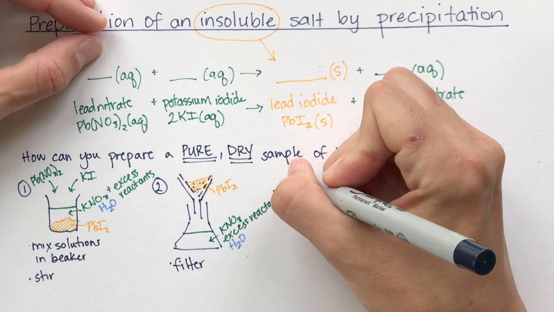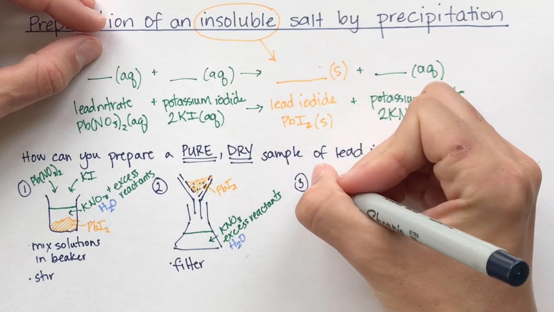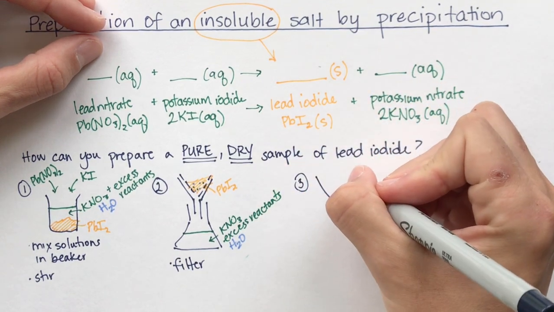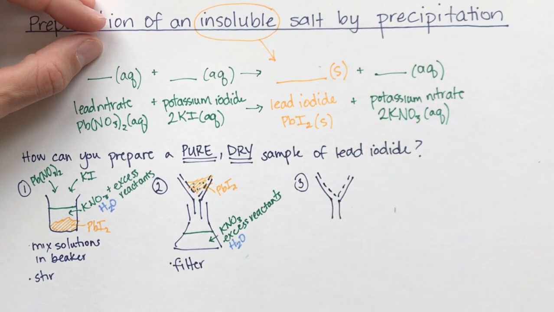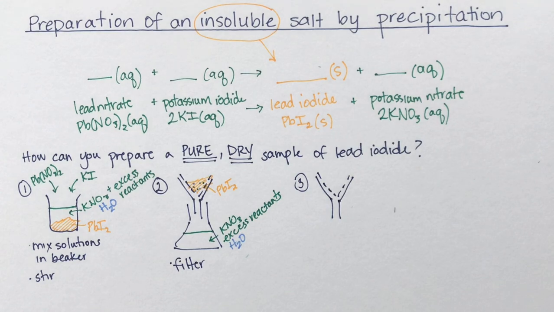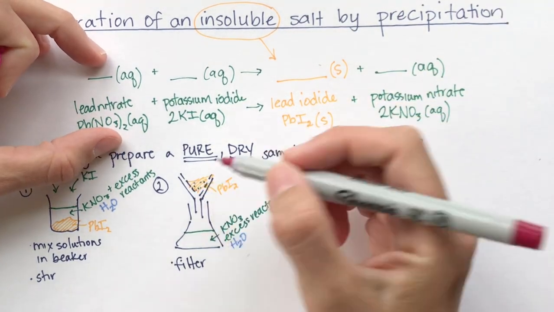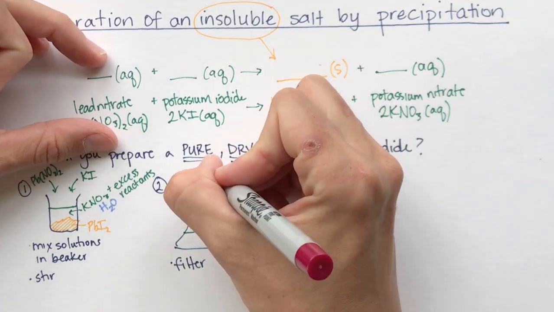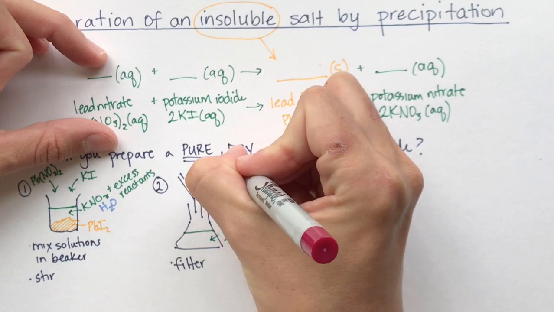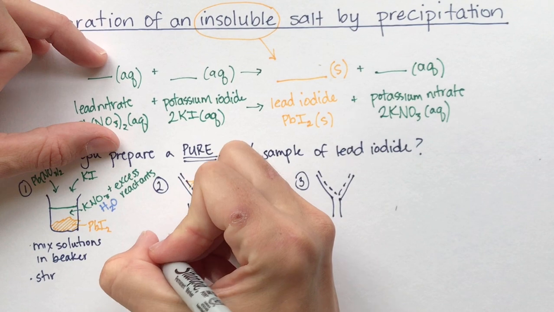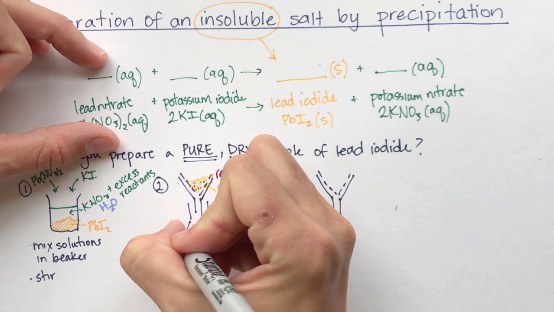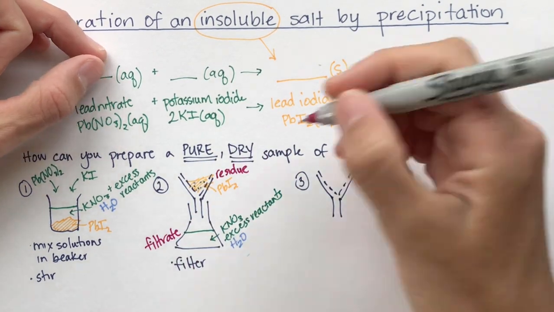All right, so step 3 is to wash the residue, which brings me to a key word you should definitely be aware of back from the first topic of the year. When you do filtering, the solid in the funnel is called the residue, and the liquid that is filtered out is called the filtrate. So you want to be aware of those words again.